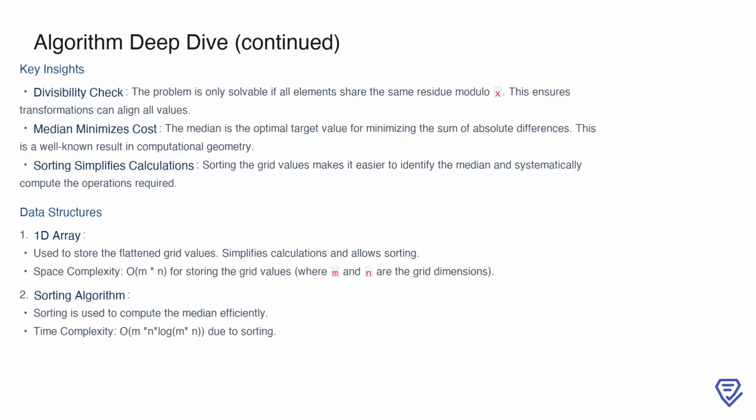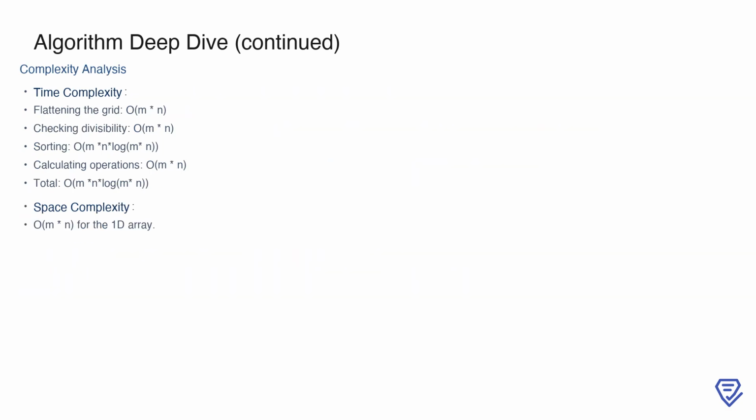From a data structure's perspective, we use a 1D array to store the flattened grid values, which makes calculations and sorting straightforward. Sorting itself is efficient, with a time complexity of O(m*n*log(m*n)), where m and n are the dimensions of the grid. Now, let's analyze the algorithm's complexity.